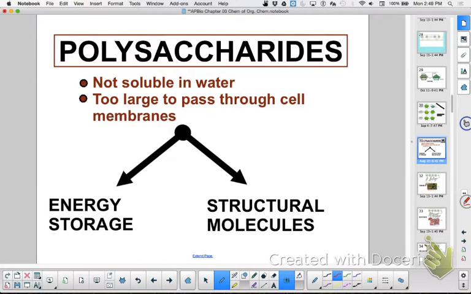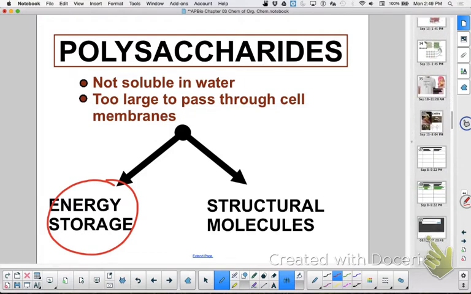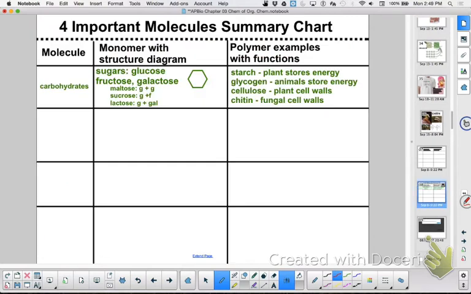Okay? So polysaccharides are not soluble in water, too large to pass through membrane. So we already know energy storage. Tell me energy storage too, right now. Glycogen, starch. Structural molecules, give me some. Cellulose. Chitin, say it. Chitin. Okay, next. You have a little summary of this. Did we go over all of that? Yes, we are so excited.